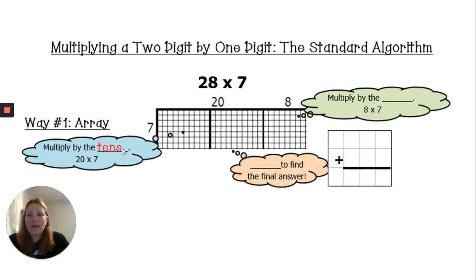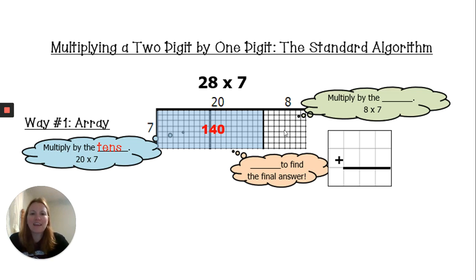So we'll start by multiplying by the tens place. Here's our 20 times 7. Remember, when we do that, it's going to be 2 times 7. 2 times 7 is 14. And then we put that 0 at the end because it's in the tens place. So that 14 isn't just 14 little ones, it's actually 14 tens, so 140.